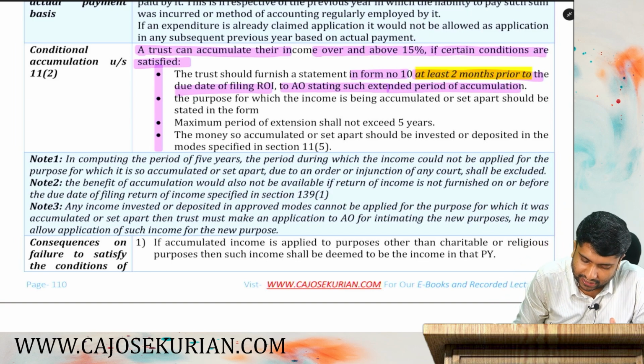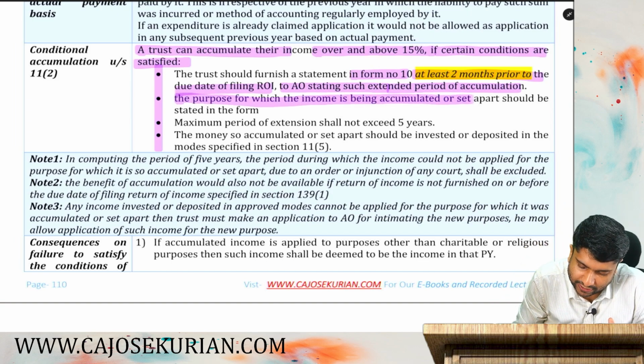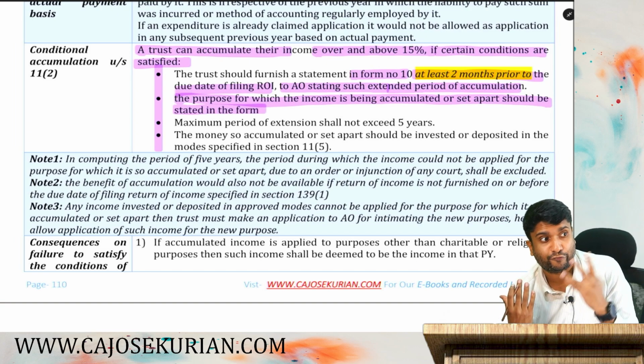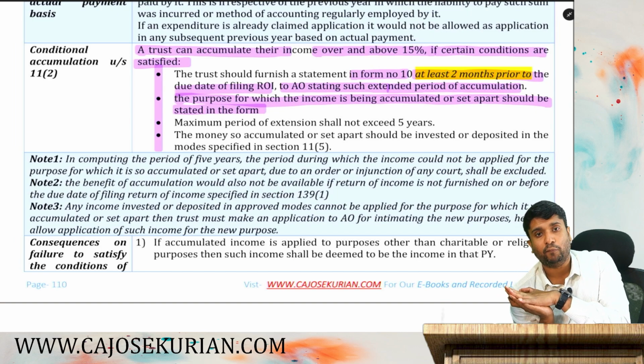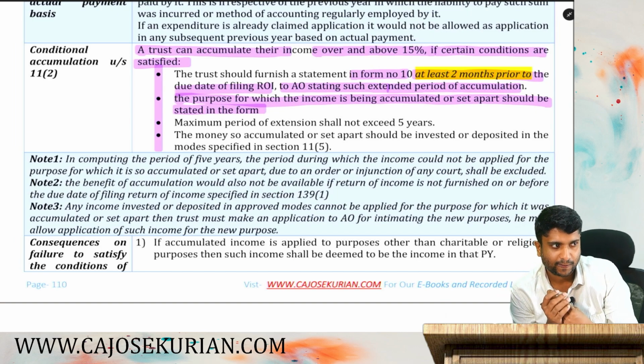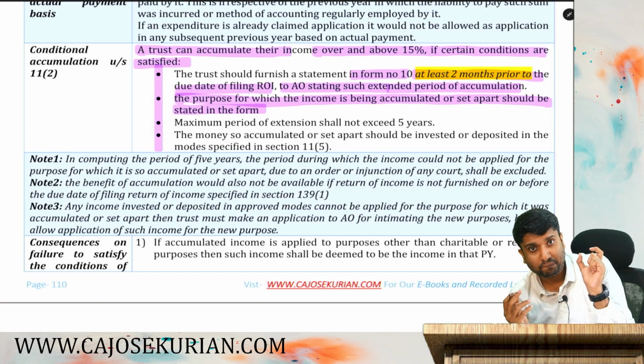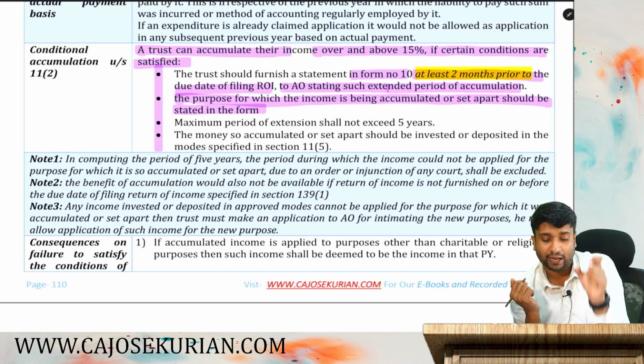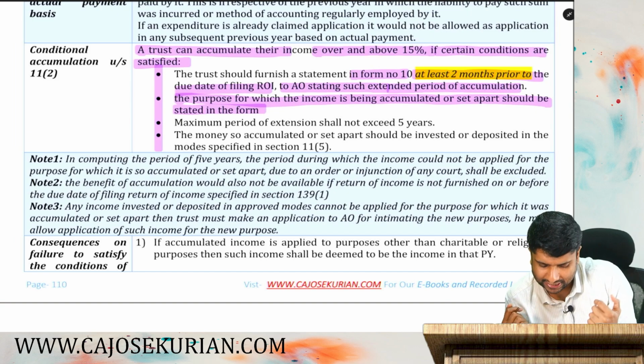Second condition, the purpose for which the income is being accumulated or set apart should be stated in the form. What is my purpose? I want to construct a building in year 4. So I am saving more than 15% this year. So please allow me. The purpose of this accumulation has to be clearly mentioned in that form number 10. That's what the department says.